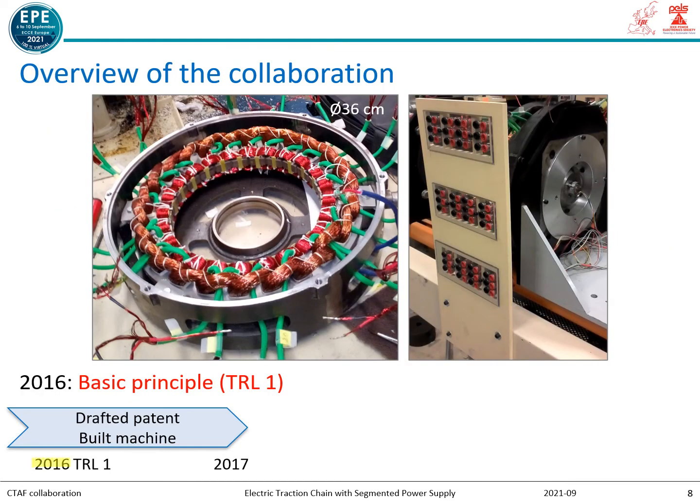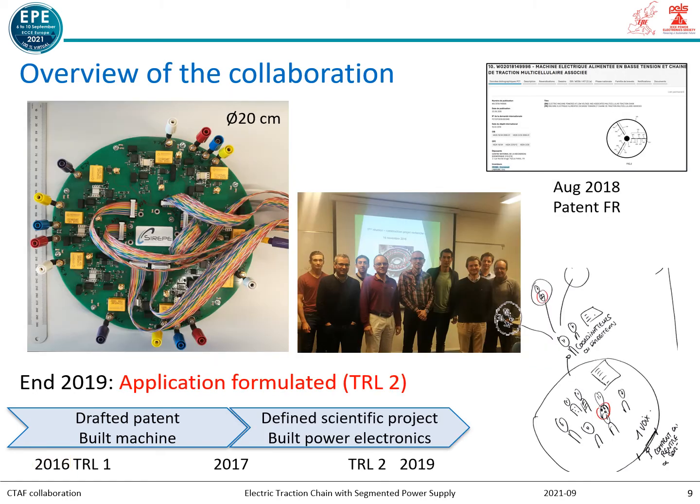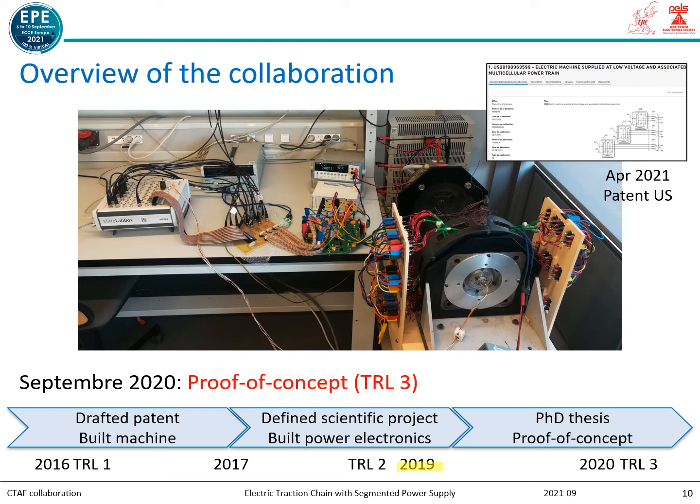The collaboration started in 2016. We drafted a patent and built a machine with split windings. In 2017, a task force was formed. Working sessions were organized to define the scientific project. In parallel, we built a segmented power converter with 3 independent 2-level VSC. In 2019, a first PhD thesis started. The machine with split windings and the segmented power converter were assembled to obtain a proof of concept.